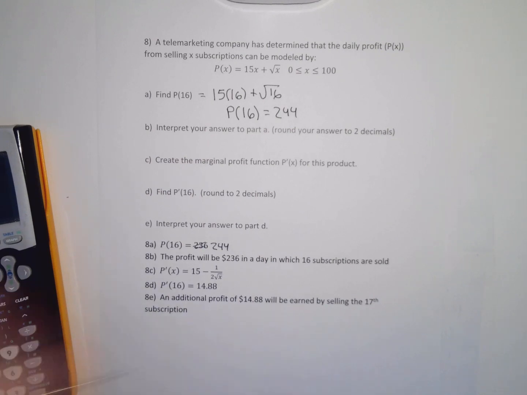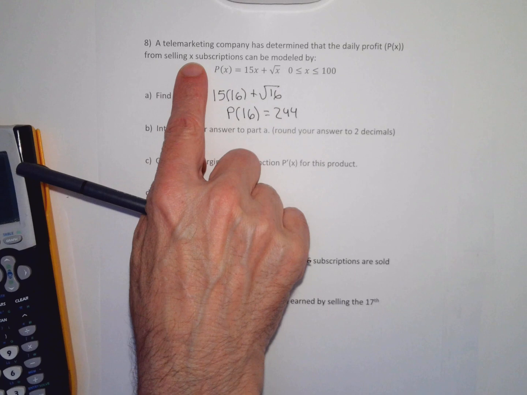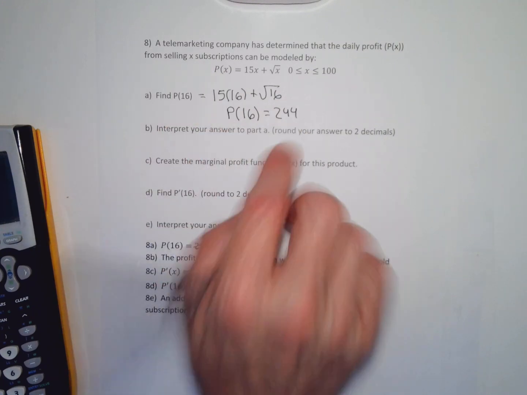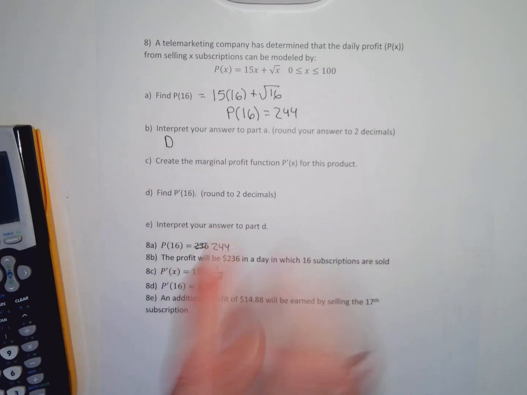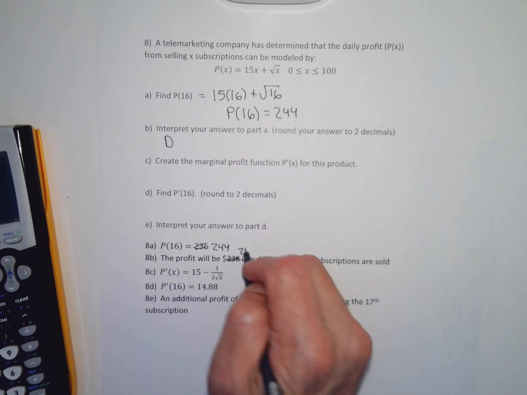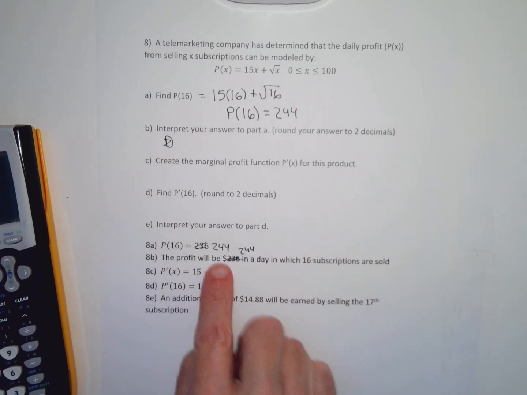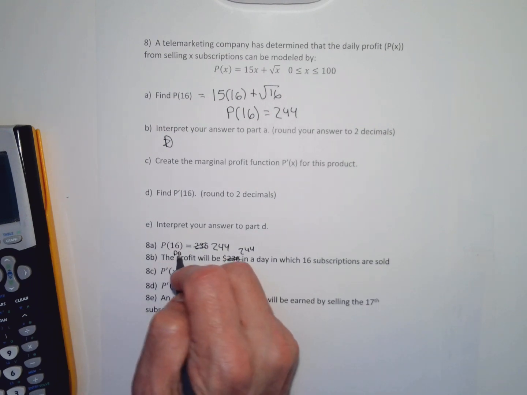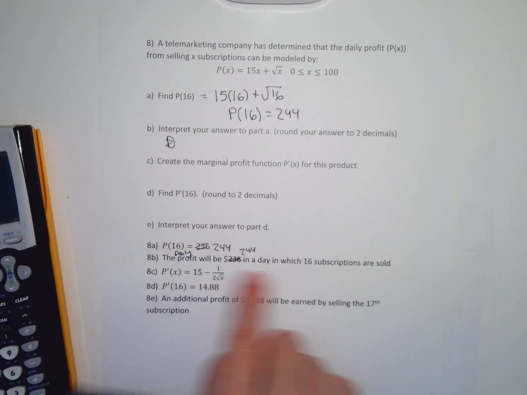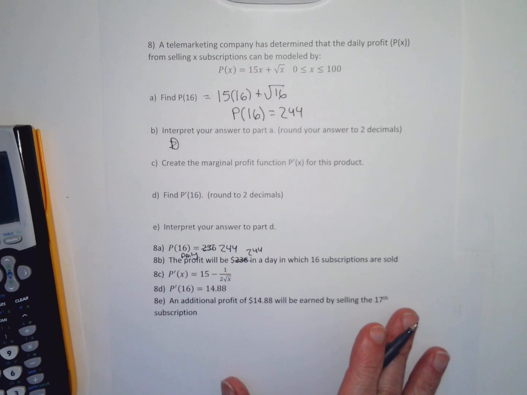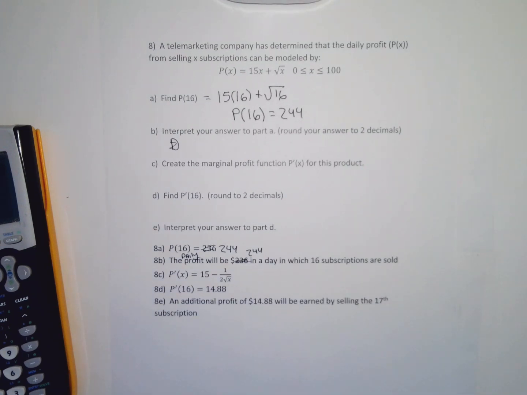What does that mean? Part B wants me to interpret. Well, the 16 stands for 16 subscriptions. The P stands for the profit. So the daily profit from selling 16 subscriptions will be $244. I can't write better than what I've typed there. So the daily profit, I probably should say, because this is doing daily profit. The daily profit from selling 16 subscriptions is $244. Again, hardly maybe worth having a company for $244 profit. For an individual person, fine. Company, maybe not so fine.